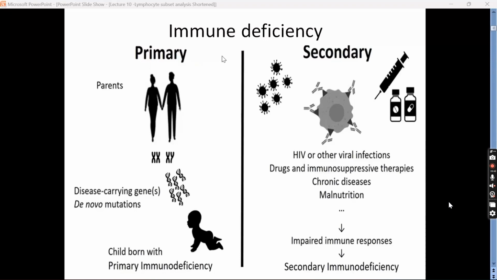We have inborn errors of metabolism, right? Similarly, these entities have been renamed as inborn errors of immunity. So this is about primary and secondary immunodeficiency.